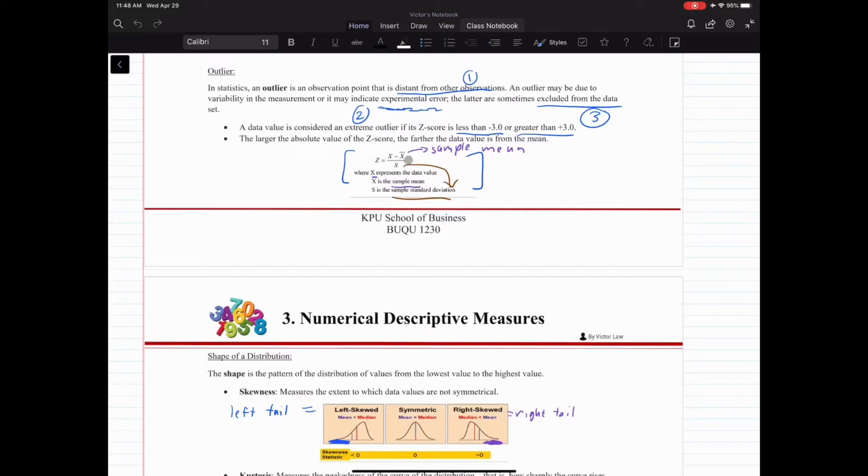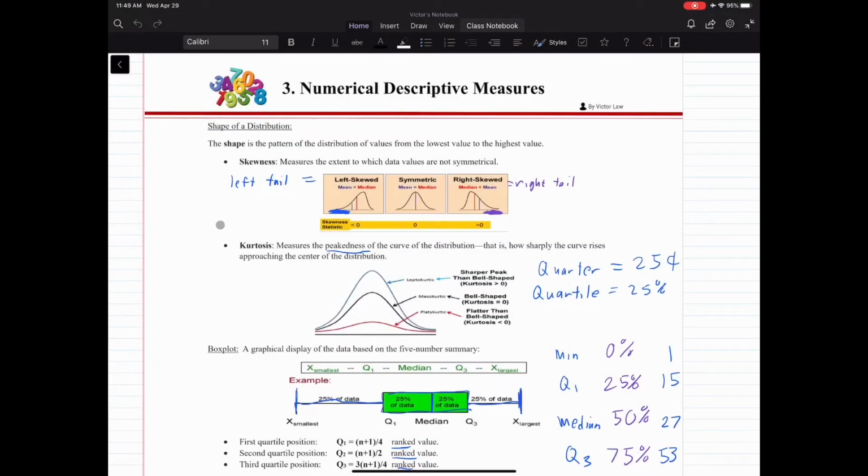And how we calculate the z-score is we use this formula here. Z-score equals x minus x bar, which is your mean, so it's x minus the mean divided by the sample standard deviation. So that's the formula that we use to calculate the z-score. Once we calculate the z-score, if it is less than -3 or greater than 3, then it's considered an outlier, and therefore we exclude it from the dataset.